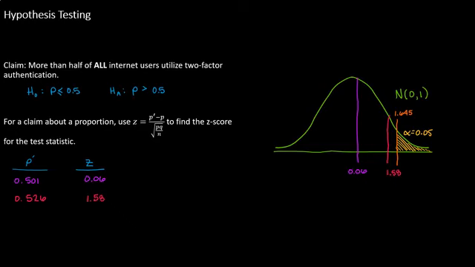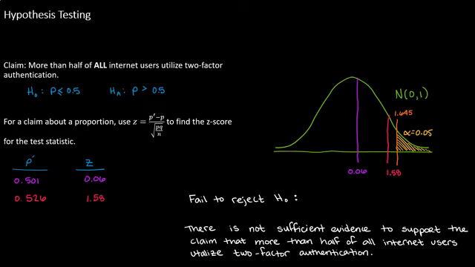So for both of these sample data that we were unsure about whether or not they contradicted or agreed with the null hypothesis, we found that there was not sufficient evidence to reject the null hypothesis, meaning those two sample proportions were not contradicting the null hypothesis. Our conclusion for this hypothesis test is that there's not sufficient evidence to support the claim that more than half of all internet users utilize two-factor authentication.